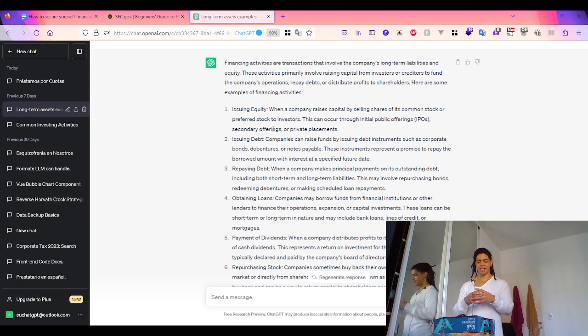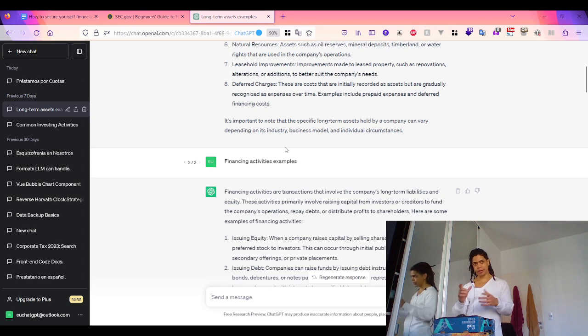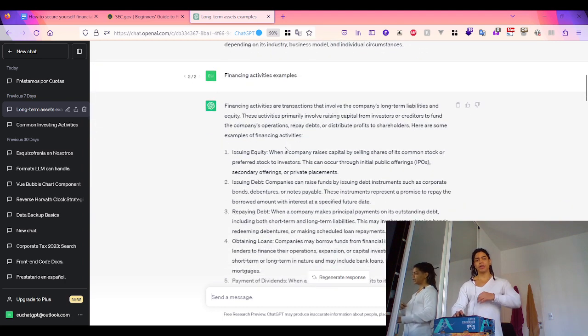The financing activities, okay, review the cash flow. This second part of the statement reviews the cash flow from financing activity. That can be issuing equity. So financing activities are transactions that involve the company's long-term liabilities and equity. And this is a great definition.